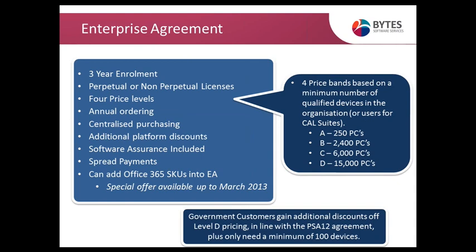And finally, you can also add Office 365 SKUs into the EA if you want Microsoft Online services as well. And do ask your account manager about this, because there are special offers if you've got an enterprise agreement at the moment that are available up to March 2013, which are giving you substantial discounts off adding in Office 365.